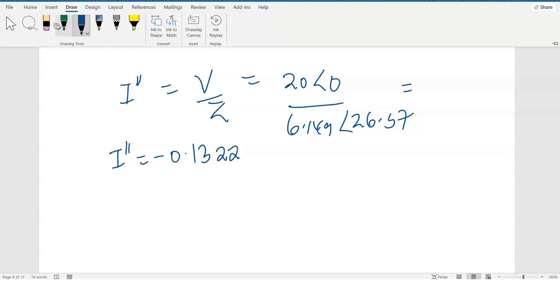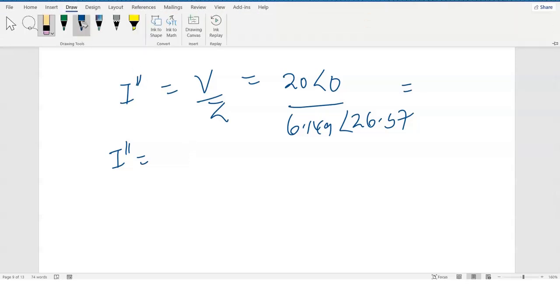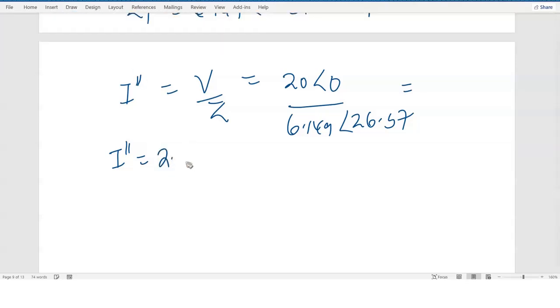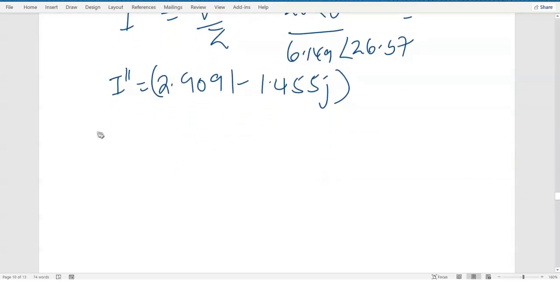So I'm getting a different value here. So I'm getting 2.909 minus 1.455j. What does that mean?